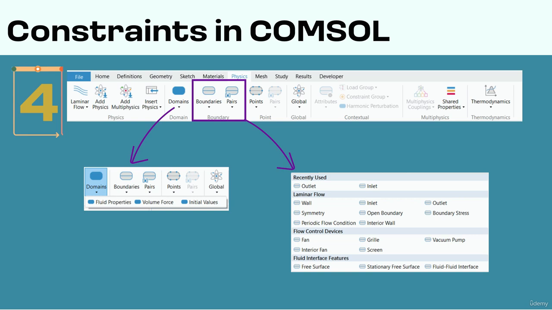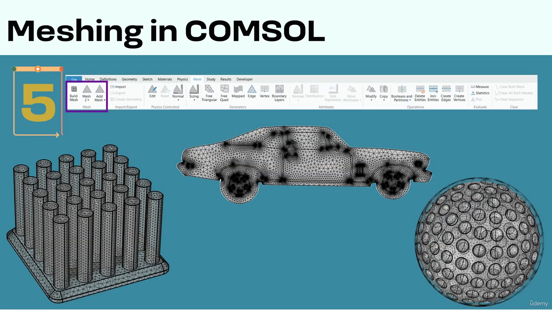After step number 4 of applying boundary conditions, the next step in the workflow is meshing. This is a very critical step in the COMSOL modeling workflow. This defines whether your simulation is going to converge or not.